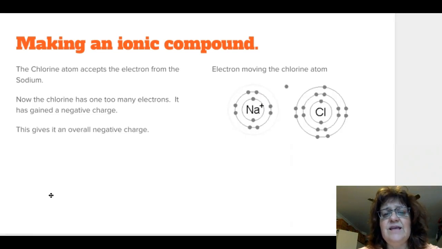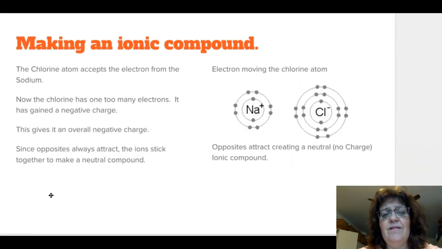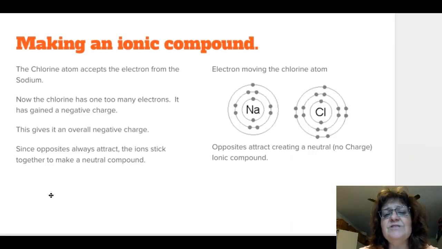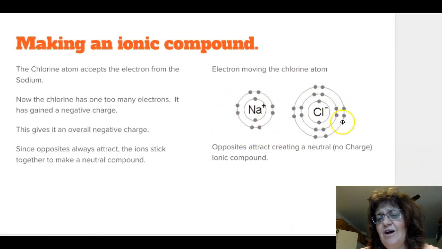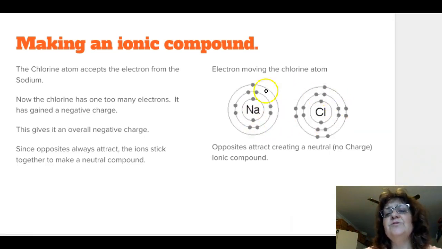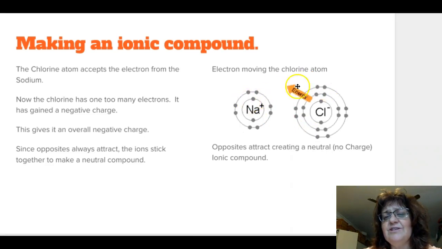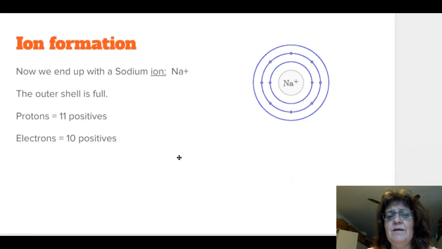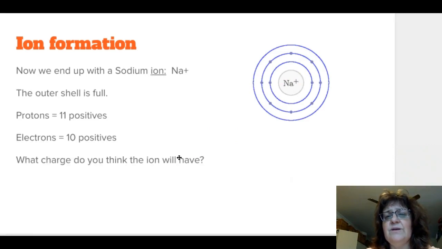And you can just see that happening here. So now, opposites always attract, so the ions stick together. And that actually makes it overall a neutral, or no charge, ionic compound. A compound is when we've got two or more atoms joined together. And it's ionic because they're transferring their electrons. So now we end up with a sodium ion. The outer electron shell is full. This one's now empty. And we can see that it gets that +1 charge.